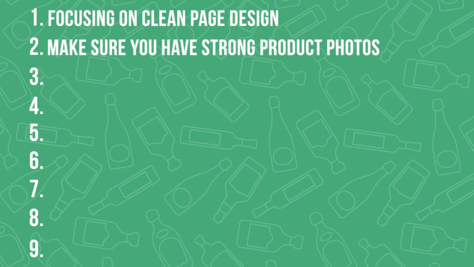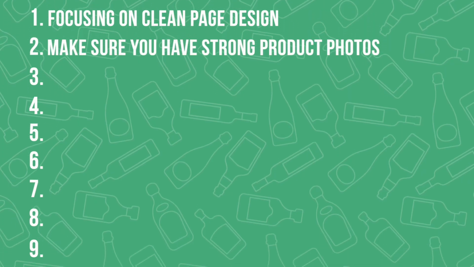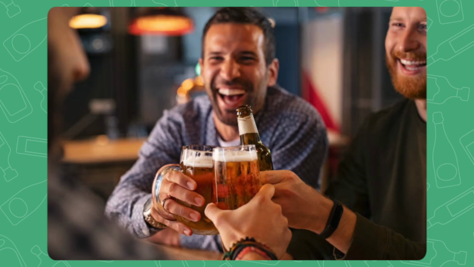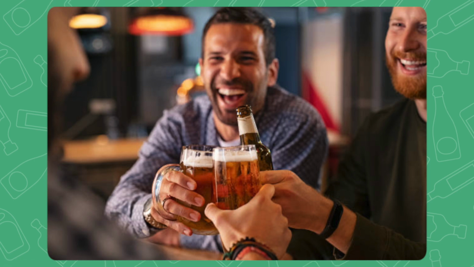So step 2 is making sure that you have strong product photos. Make sure that you haven't just shot them on your iPhone in the back of the distillery and the lighting is good. Make sure you have good professional photos that are clean and appetizing. Make sure that you have lifestyle photos that people can see other people enjoying the product. Make sure that it's appetizing.